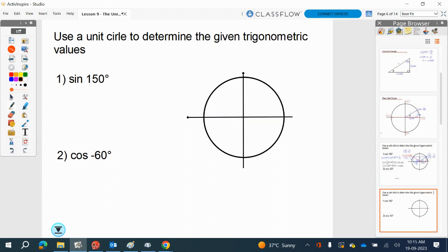Okay, let's try number 2. We've got the cosine of minus 60 degrees. So, which quadrant will the terminal side for this one lie in? No. 4. It's going to lie in the 4th quadrant. It's going to be down here.